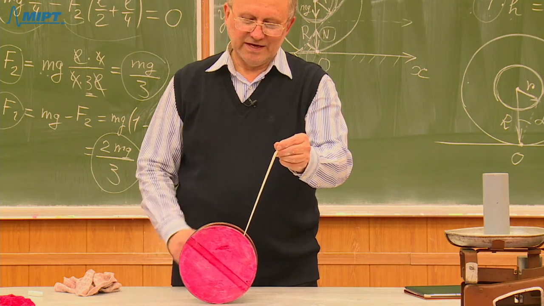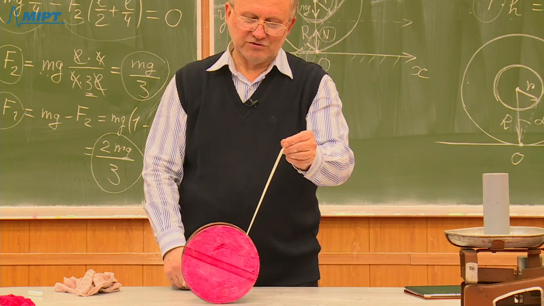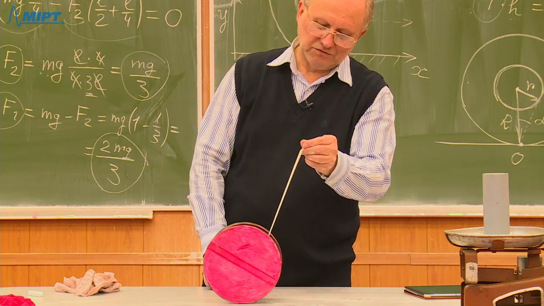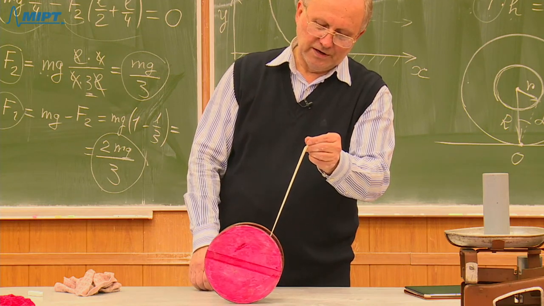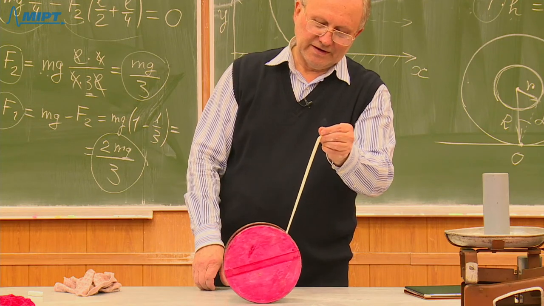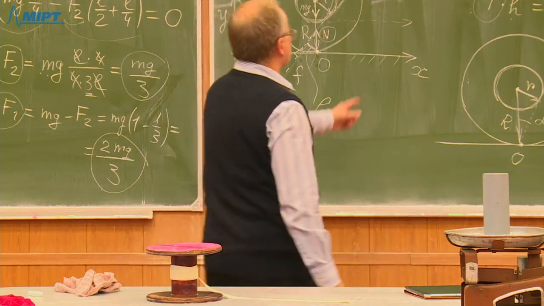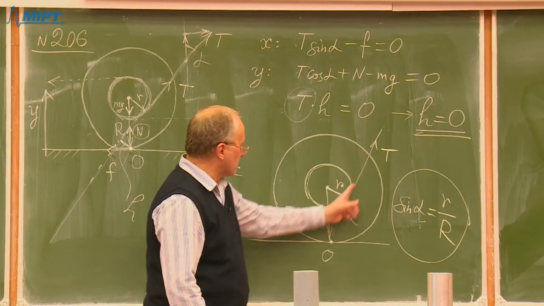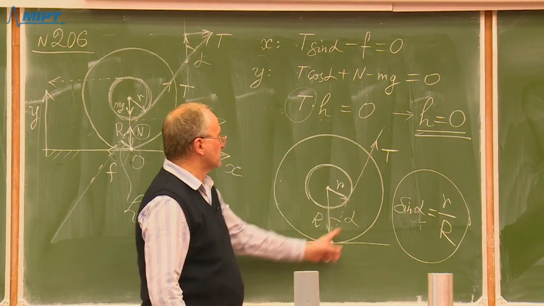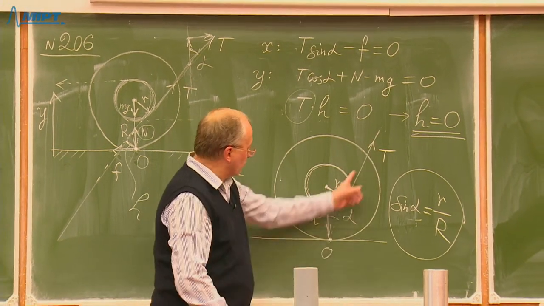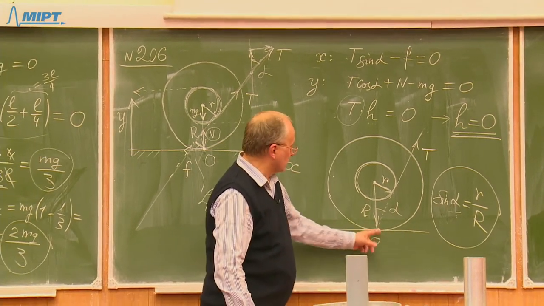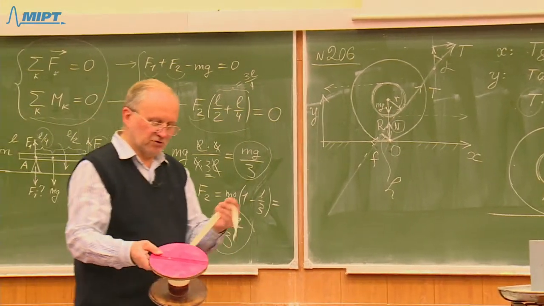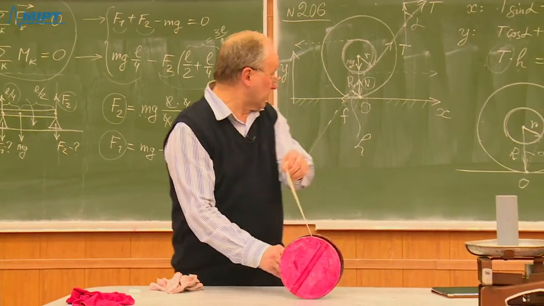And we see that the angle under which we pull the string is very close to what we have shown on this sketch, to what we have drawn. It's actually exactly what we have found. The string must be directed at such an angle that the line of the string should point at this point of contact between the spool and the table surface. That's it. We can check the solution of this problem experimentally.